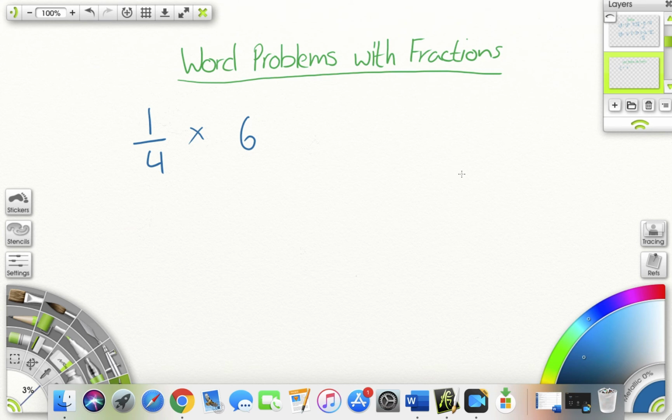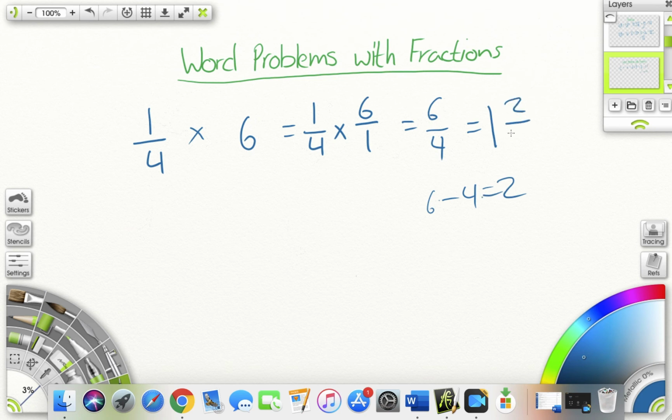So 1/4 times 6, how do I do a fraction times a whole number? Well, my fraction stays the same, but I put my whole number over 1. And then I multiply across like normal. So 1 times 6 equals 6. 4 times 1 equals 4. It's an improper fraction, so how many times can 4 fit into 6? It can fit in once. What is left over? 6 minus 4 equals 2. So I have 2 left over, so that is 2/4.